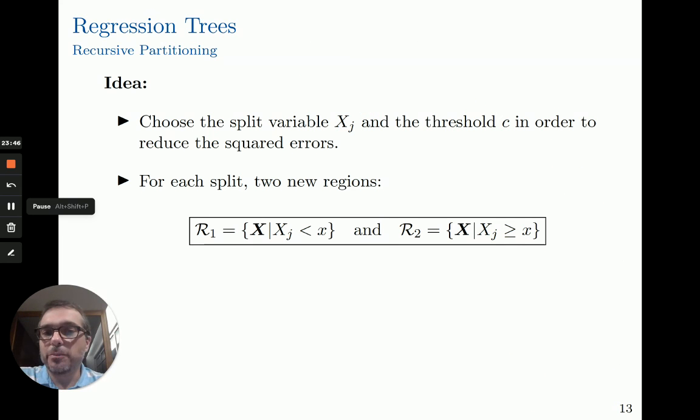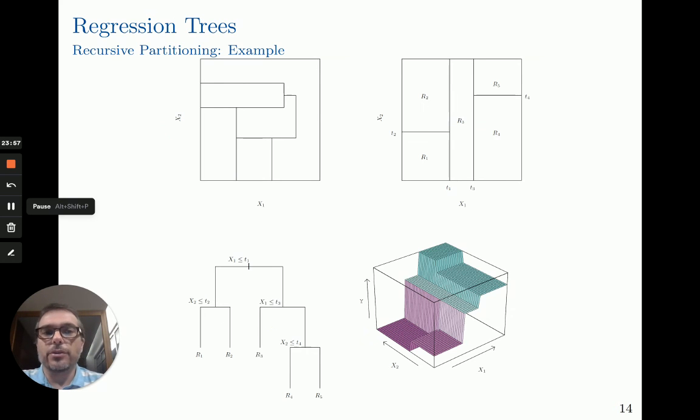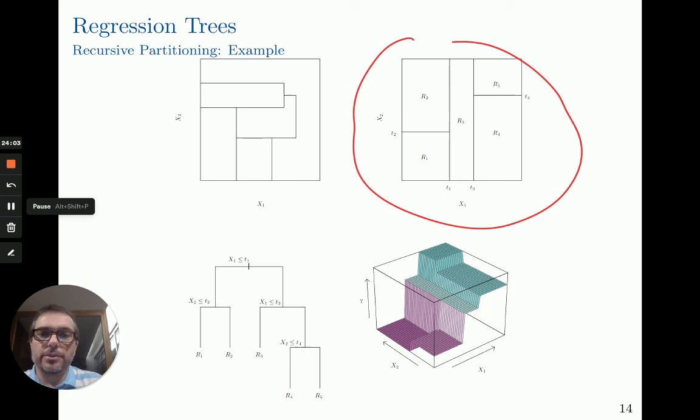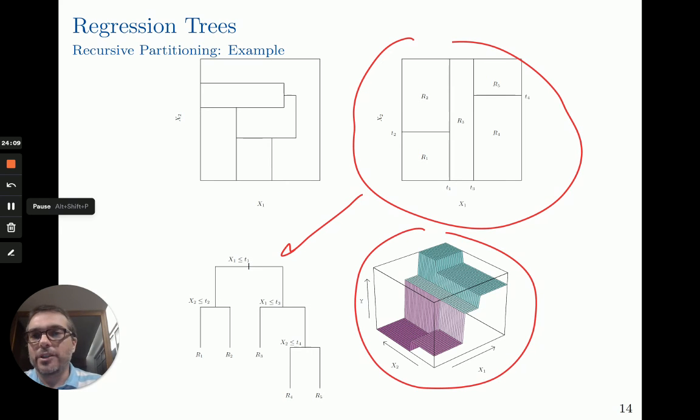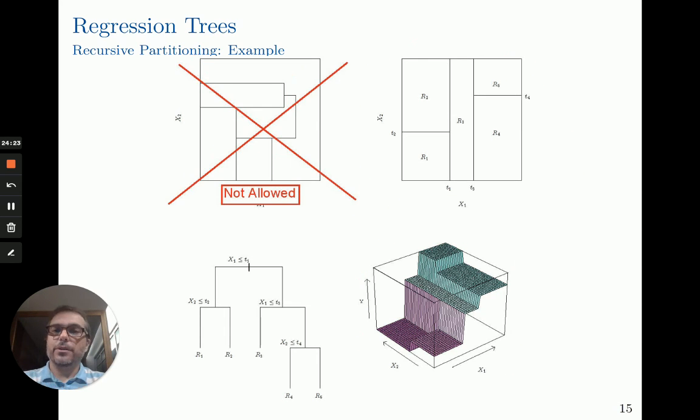As I said, for each split we have 2 new regions, and we make these splits in a sequential way. This is an example of a region induced by a regression tree. That's the tree that we have here, in 3 dimensions. Why do we have this plot here on the left? Because these kinds of splits are not allowed in trees. They are not recursive, so one region is not nested into the other. So these kinds of regions are not allowed.